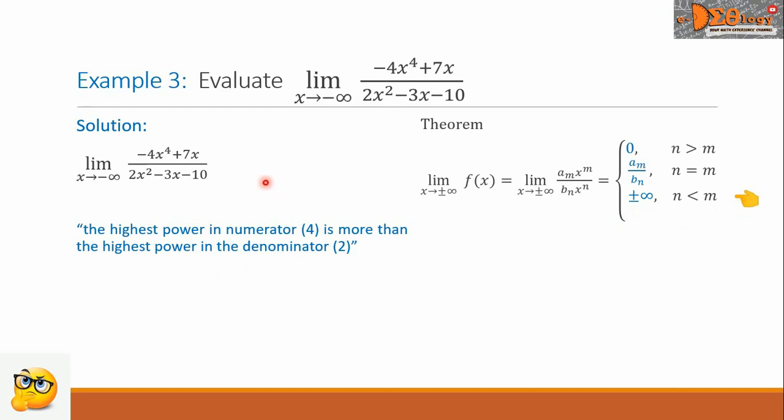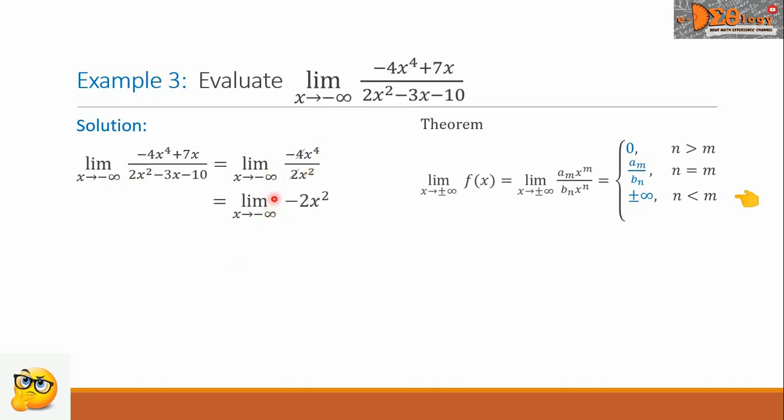For our solution, let us first show the limit of the first term in the numerator over the first term of the denominator as x approaches negative infinity. So we have here the limit of negative 4x raised to 4 over 2x squared as x approaches negative infinity. Let us simplify this expression first. We have now the limit of negative 2x squared as x approaches negative infinity.